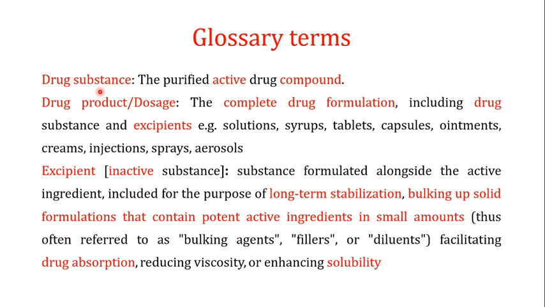One of the important terms used with respect to drug discovery is the drug substance. The drug substance is the active drug compound which has the pharmacological and pharmaceutical properties. So that is known as the drug. Another important term is the drug product or the drug dosage. This term means the complete drug formulation, which includes the active drug and excipients. We'll come to these excipients in a while.